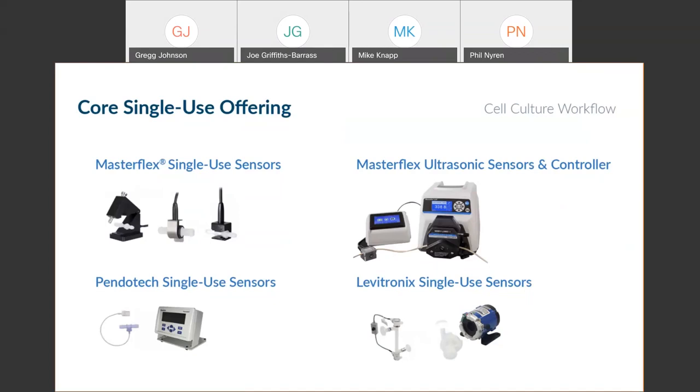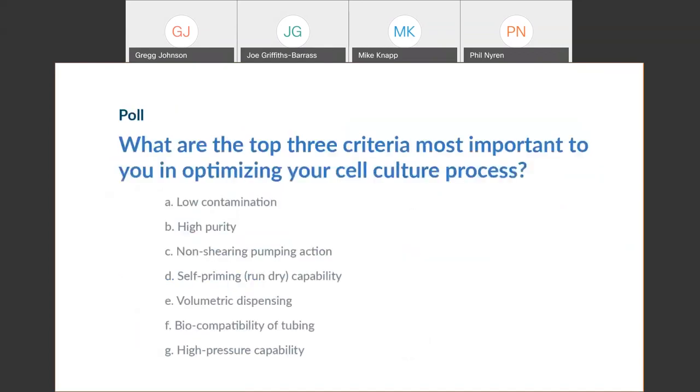So now we'll go to our final poll question, and that is, what are the top 3 criteria most important to you in optimizing your cell culture process? If you could just take a few seconds here to give us what your top 3 are, I'll go ahead and report the results.